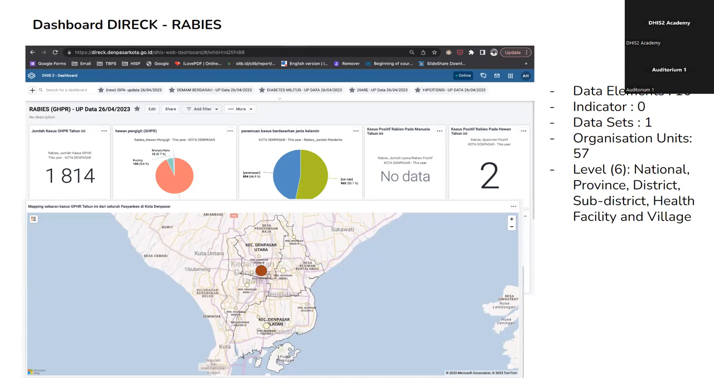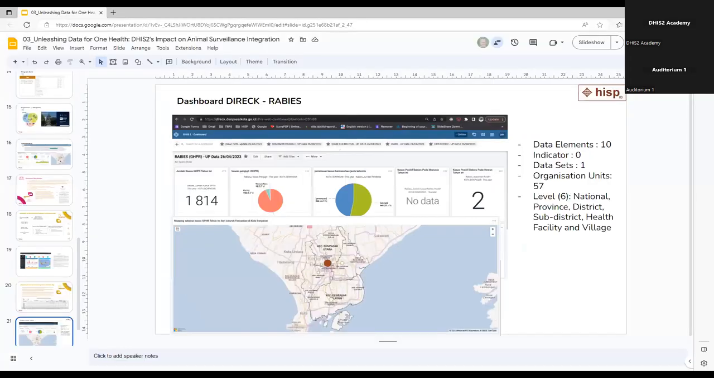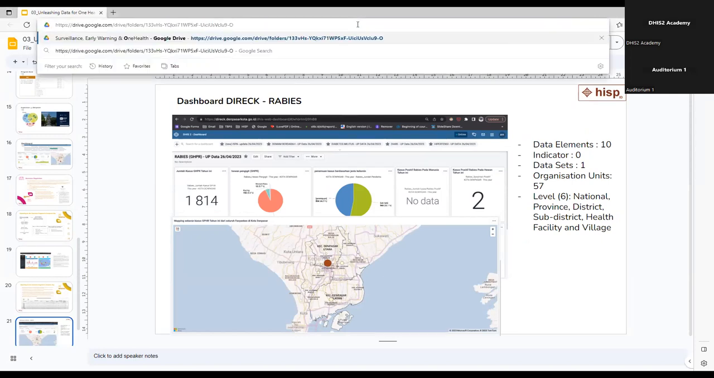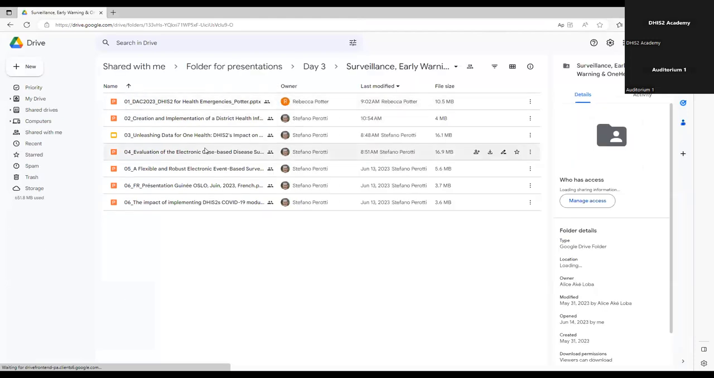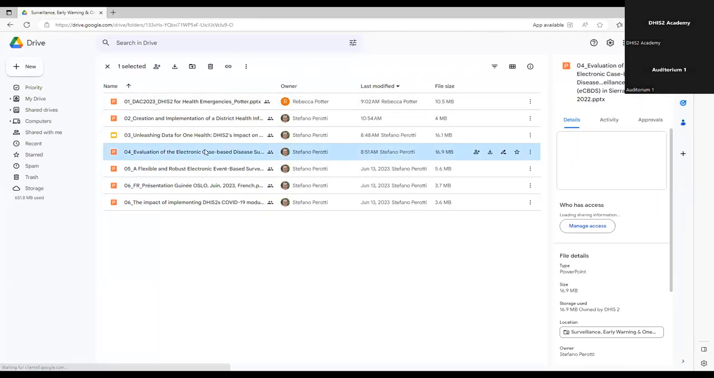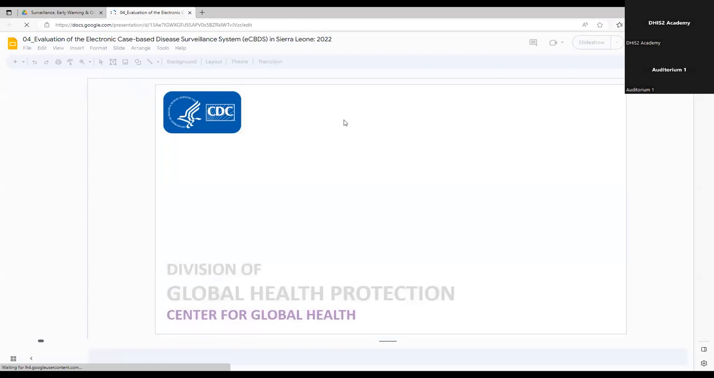Thank you very much, Taufik, for sharing your experience on strengthening animal surveillance and One Health integration in Indonesia. And now I would like to invite, for the evaluation of the electronic case-based surveillance system in Sierra Leone, our colleague. So I will leave the floor to Dongo. Thank you very much.